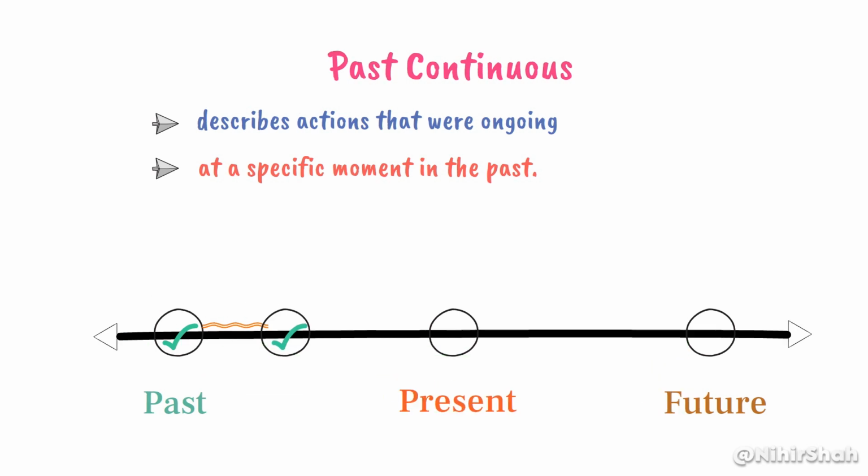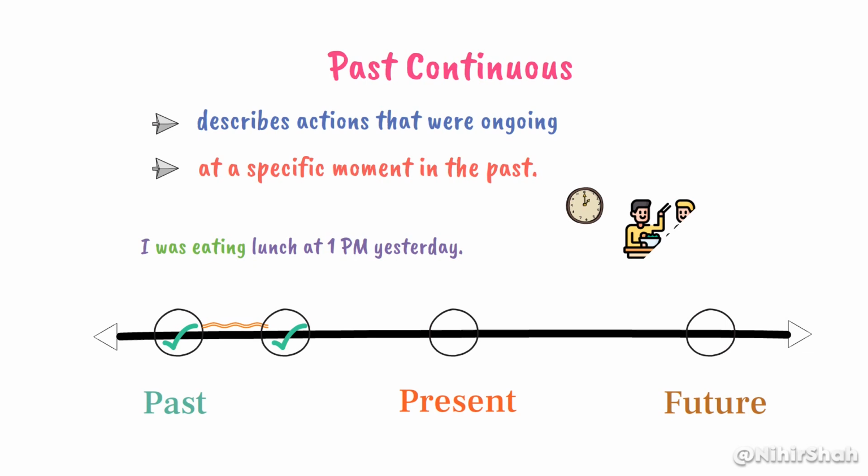For example, I was eating lunch at 1 pm yesterday. At that specific time, I was in the middle of my lunch. So I used I was eating lunch.